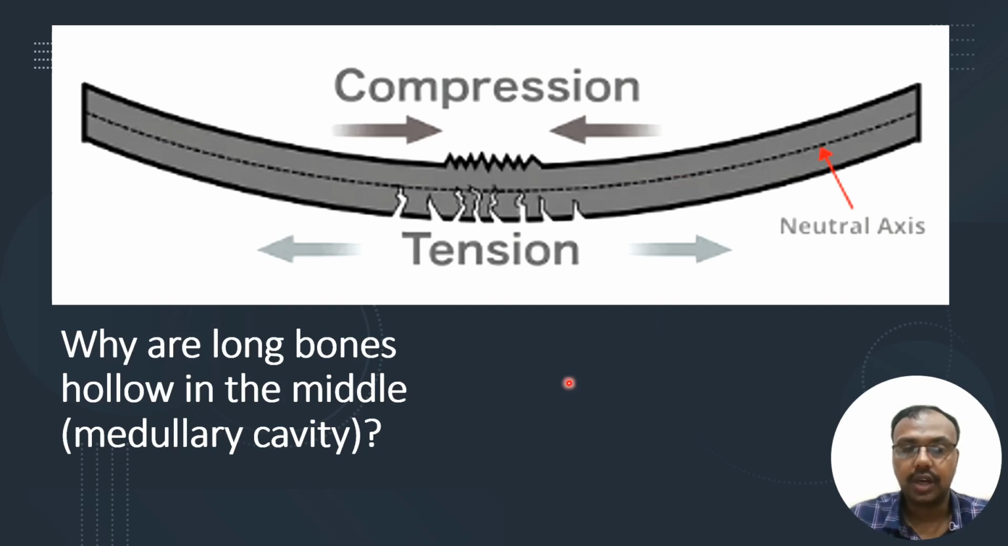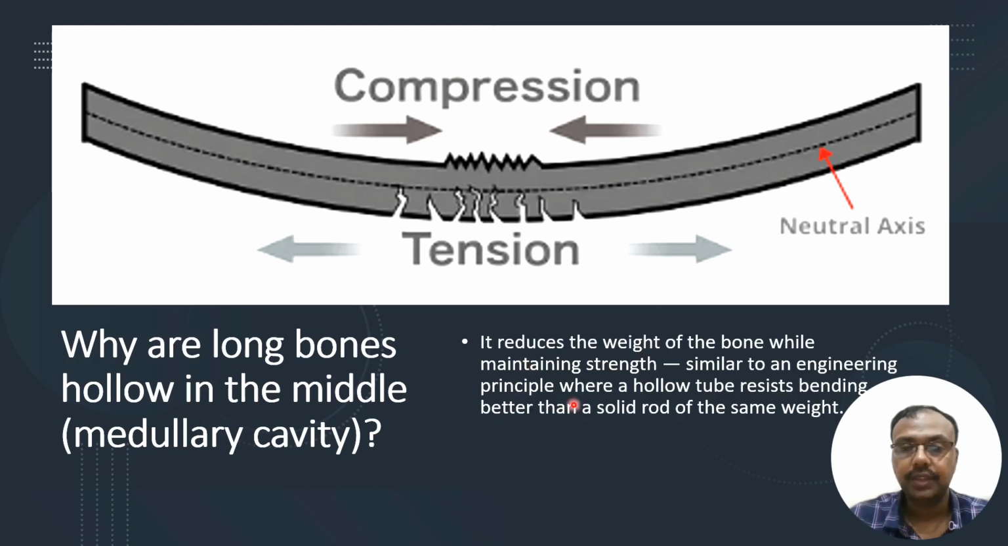Why are bones hollow in the middle? That is, the bones have a medullary cavity inside. So it reduces the weight of the bone while maintaining the strength. Similar to an engineering principle where a hollow tube resists bending better than a solid rod of the same weight.